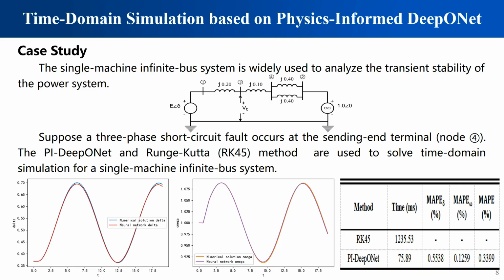The table shows the engineering payoff. RK45 takes about 1235.53 milliseconds. PI-DeepONet takes about 75.89 milliseconds, with MAPE values around 0.55% for delta and 0.13% for omega. The acceleration is large while the error remains small.